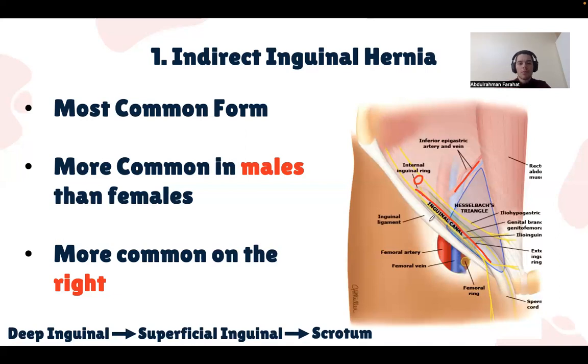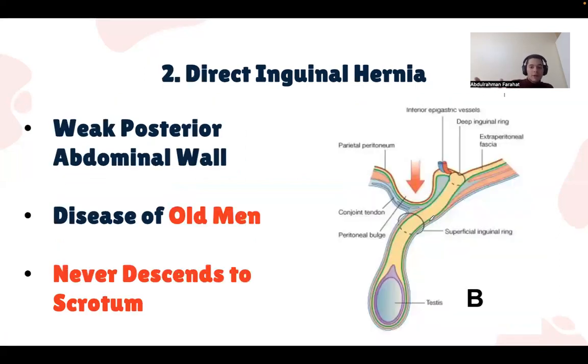So the indirect goes deep to superficial, into the scrotum. Now, the direct inguinal hernia skips it. You see the inferior epigastric vessels rising like this, and medially, it would be found medial to the inferior epigastric vessels where the superficial inguinal ring is found. So it's going to skip and push through the superficial inguinal ring. As we said, it's a posterior abdominal wall defect already, but any protrusion through it would cause a hernia.